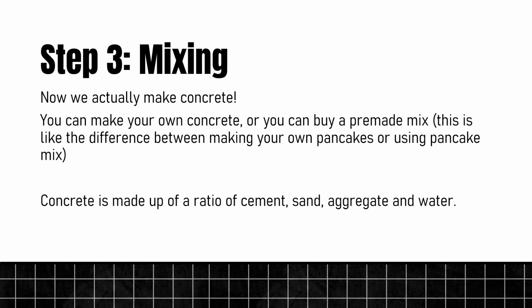Now we actually get to make our concrete. You can make your own concrete, or you can buy a pre-made mix. This is similar to making your own pancakes or using a pancake mix. Concrete is a ratio of cement, sand, aggregate, and water.